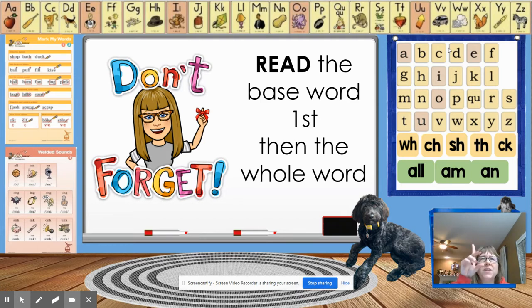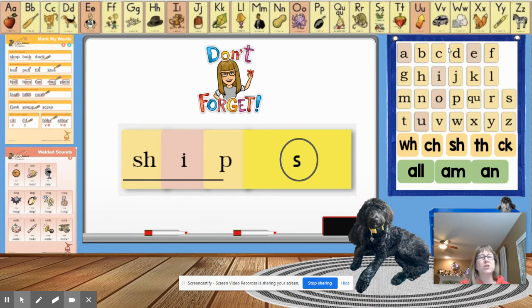Before I do that, who can tell me how I mark a word with a suffix s? How do I mark a word with a suffix s? That's right. You underline the base word and you circle the suffix. Everybody say underline base, circle suffix. Ready? Underline base, circle the suffix. Let's check out our first word.